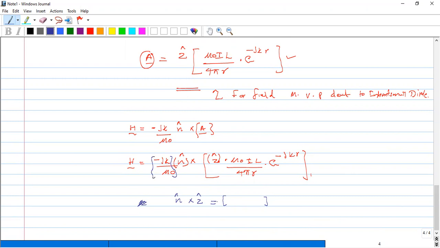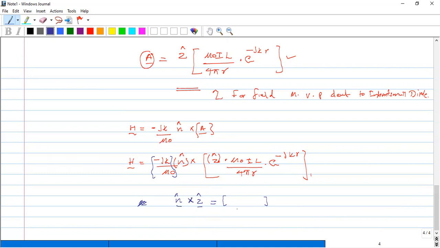That is not changing, these are the same. So how to find this cross product? You already know that the resultant should also be a vector. This is a cross product, not the dot product. So the result of this cross product is also a vector. And what is the direction for this vector? That is perpendicular to both n hat and z hat.